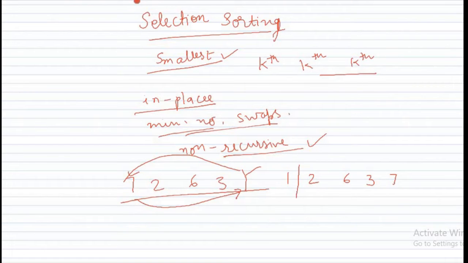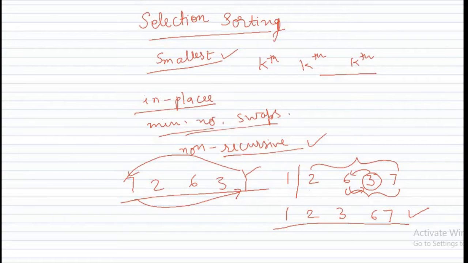Now from the remaining list it will find the smallest element, which is 2. Then no swapping is required because 2 is already at the second position. Now we have the remaining list in which we have 3 elements, 6, 3 and 7, and the smallest element is 3. So it will be swapped with the element at the third position, which is 6. So the list will now become 1, 2, 3, 6 and 7. If required, more iterations can be performed, but you can see that the list is already sorted.